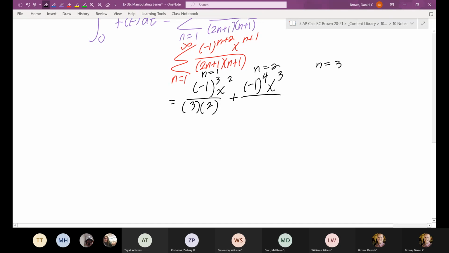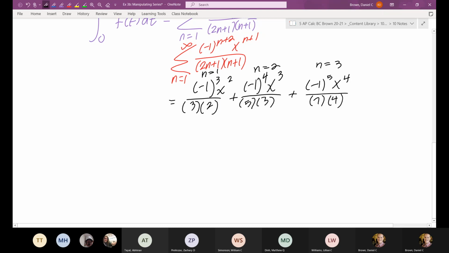And then again, the tedious part, we're just plugging it in. So 4 plus 1, that's 5, and 3. And then the last term, x to the, I can't do math in my head, apparently. I lost track of what I'm doing. 4. x to the 4. Thanks. And then 6, 7 times 4.